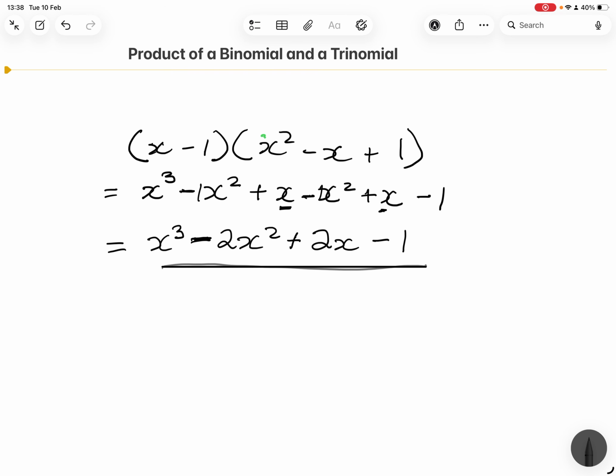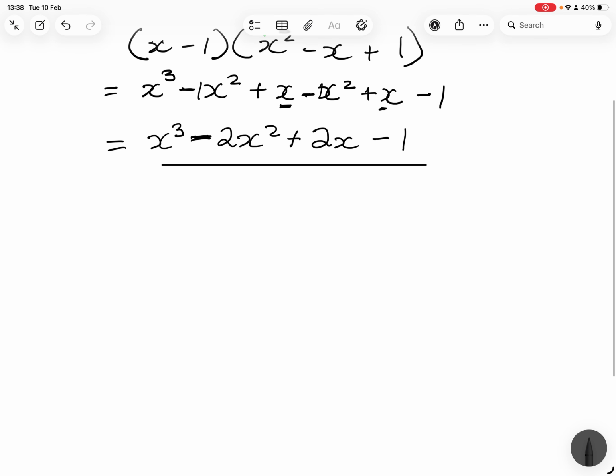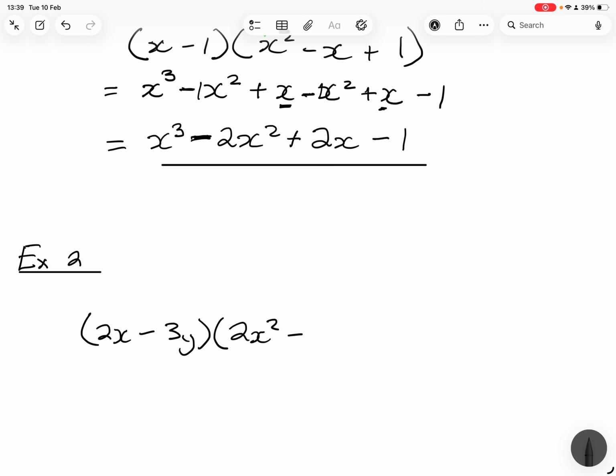Okay, right, I want you to learn how to do this, right? So I want us to take another exercise that we are going to do together. So let's call it example 2. Okay, right, so I'm going to take 2x minus 3y into 2x squared minus 3xy plus 7y squared.